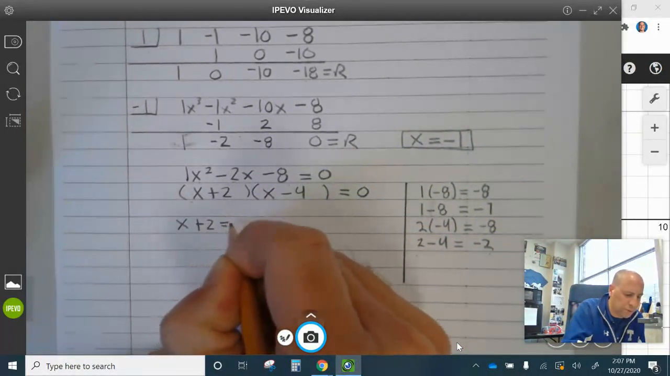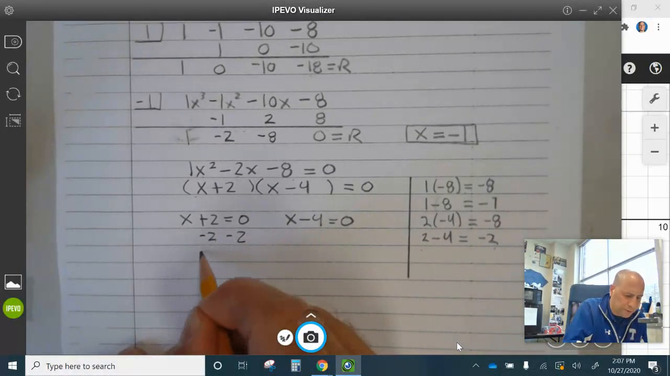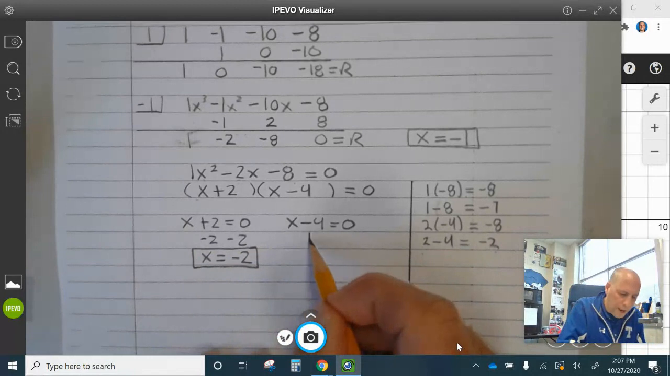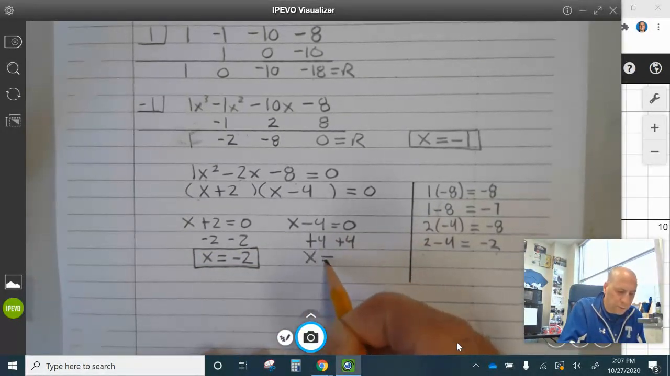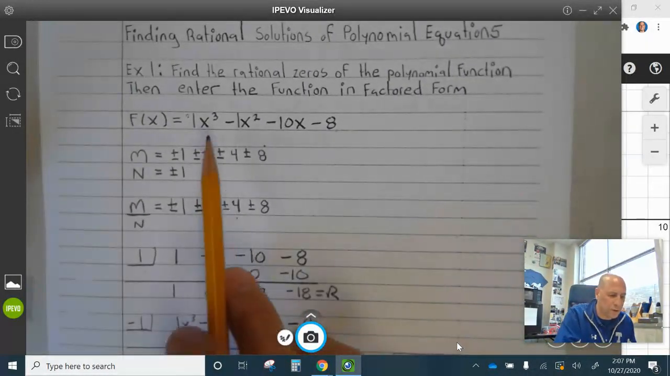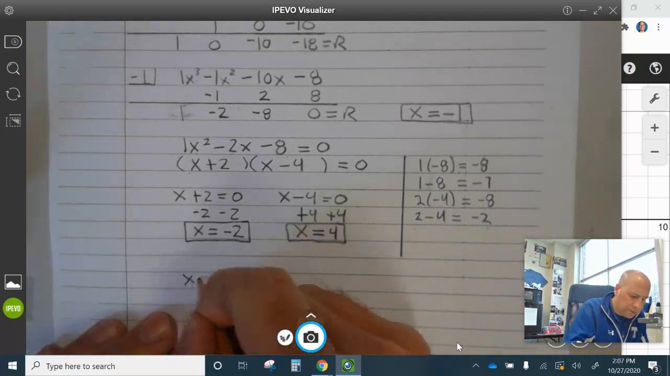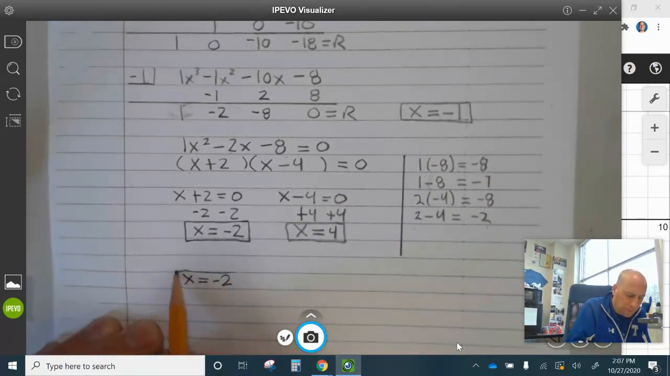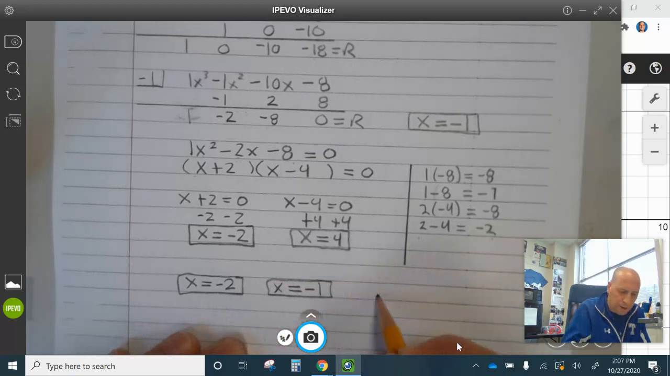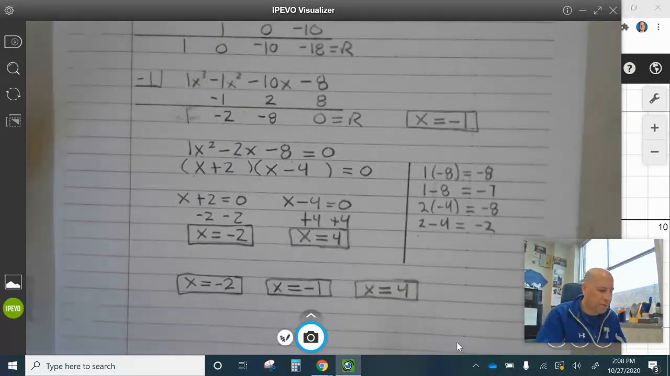So x plus 2 equal to 0 and x minus 4 equal to 0. So we subtract 2 from both sides. So x equals -2. Add 4 to both sides. So x equals 4. Now, we know since this was x cubed, there should be 3 zeros. The highest exponent tells you how many zeros there are. So our zeros are x equals -2, x equals -1, and x equals 4. Now, what we can do is use Desmos to graph example 1 to verify that these are in fact the correct zeros.